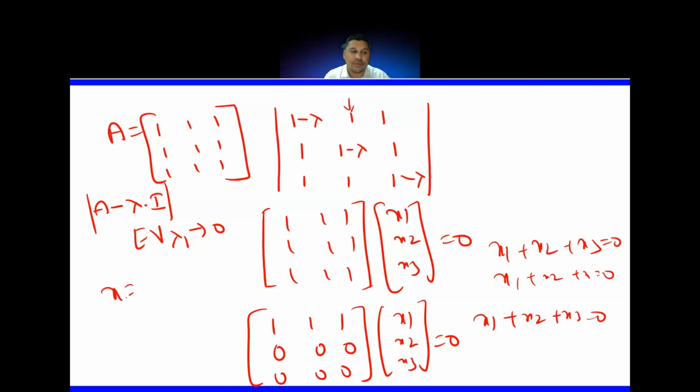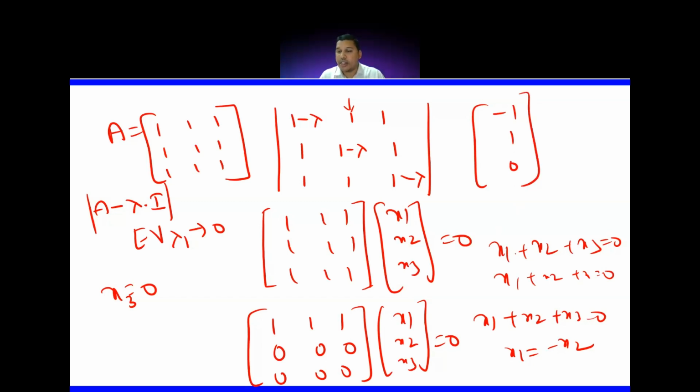Assume x3 equal to 0. Then x1 equal to minus x2. So we have an infinite number of eigenvectors. If you take x1 as 1, then x2 is minus 1, so the vector is 1, minus 1, 0. Or if you write x2 equal to minus x1, you get 1, minus 1, 0. This way you get n number of eigenvectors, correct? So this is one value.